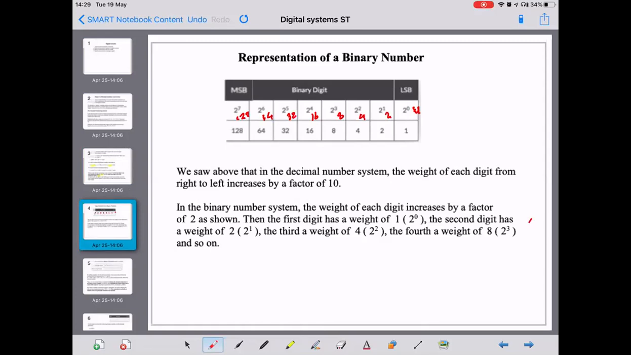The least significant bit being, in this case, 1, and in this 1, 2, 3, 4, 5, 6, 7, 8 bit representation, the most significant bit is worth 128. But remember, in the binary number system, each of these digits can only either be 1 or 0. They can't be anything else.